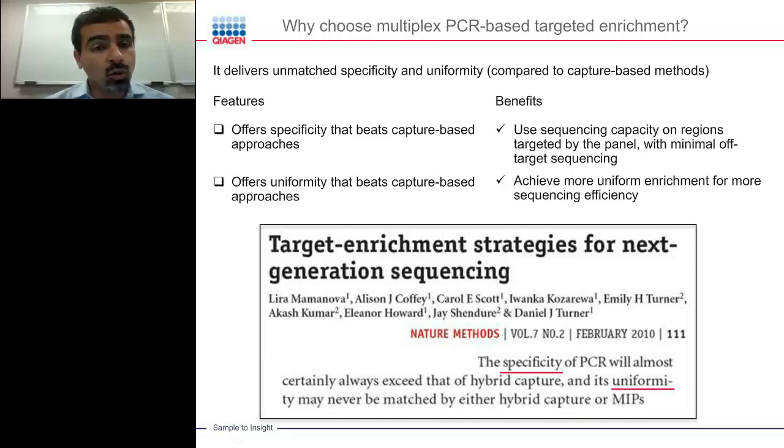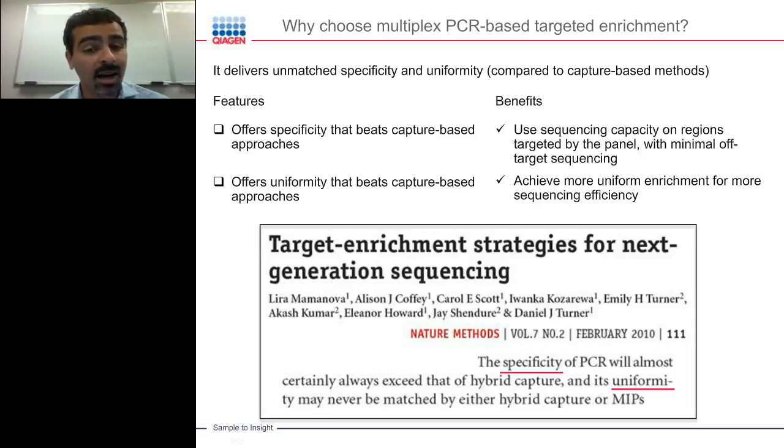So why did we choose the multiplexed PCR-based targeted enrichment approach? There are 2 major approaches for targeted enrichment. You have the multiplex PCR-based approach, and then you have the hybridization-based approaches. Each one has its advantages and disadvantages, but the main reason why we decided to choose the multiplex PCR-based approach is because of the specificity and uniformity of PCR that cannot be matched by other targeted enrichment approaches.